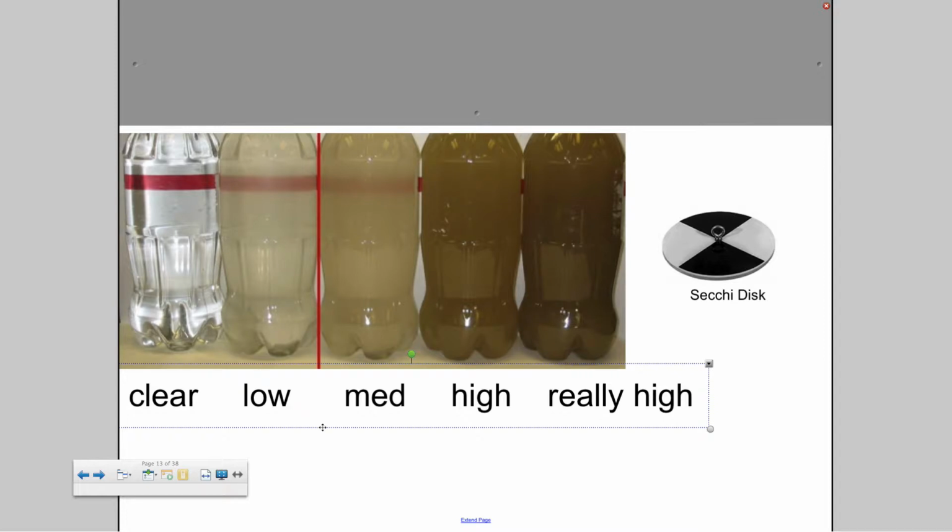Now, with that being said, would this be low turbidity or high turbidity? Low. And this would be really high turbidity.